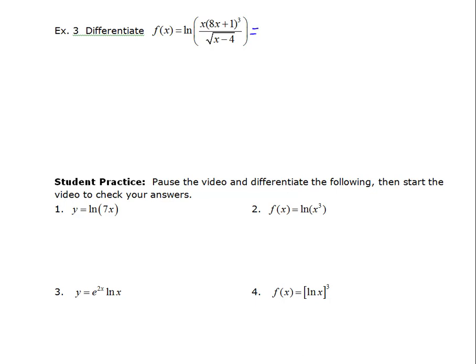I'm going to rewrite this as the natural log of x plus 3 times the natural log of 8x plus 1 minus 1/2 the natural log of x minus 4. And now when I go to take the derivative, f prime of x, I just have 3 fairly reasonable log expressions to take the derivative of.